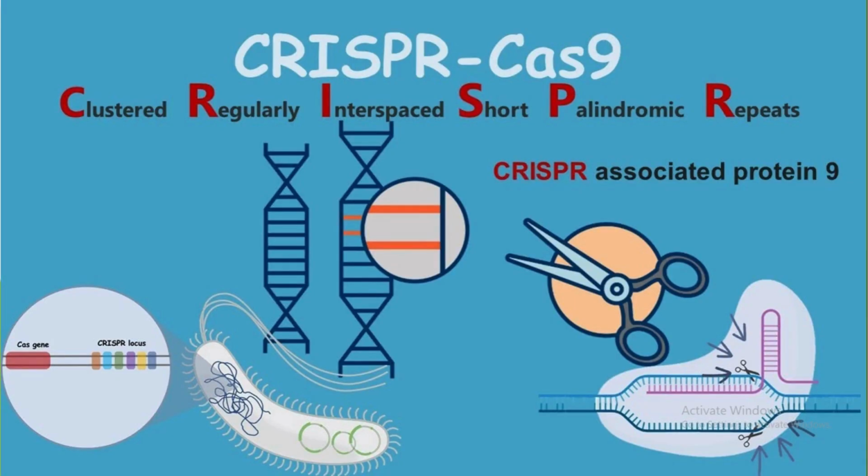In CRISPR-Cas9, C stands for clustered, R stands for regularly, I stands for interspaced, S stands for short, P stands for palindromic, and R stands for repeats. While Cas9 is the CRISPR-associated protein 9.